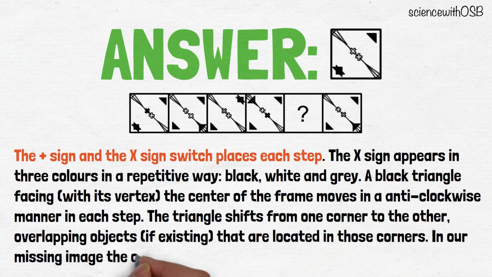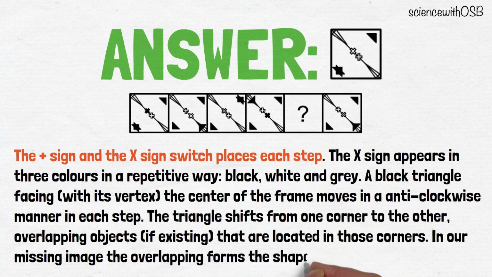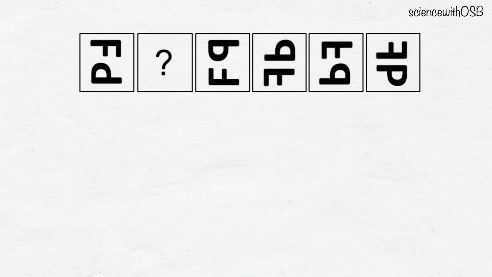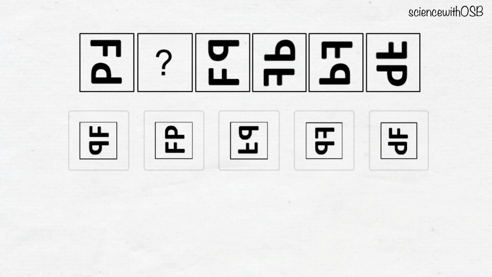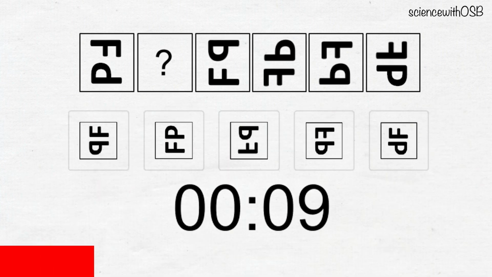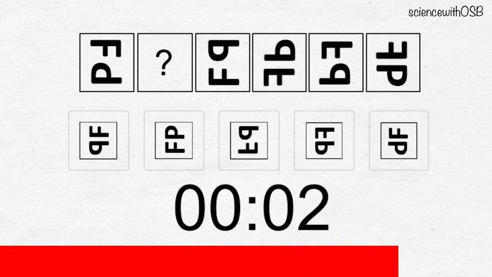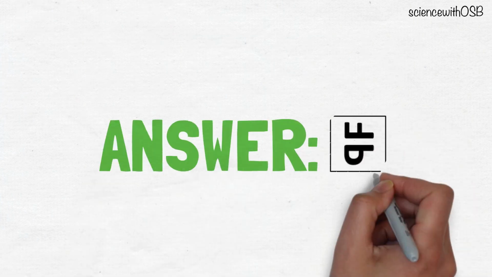In our missing image, the overlapping forms the shape of a star. Question number 10. Choose the image that completes the pattern. The correct answer is option 1.